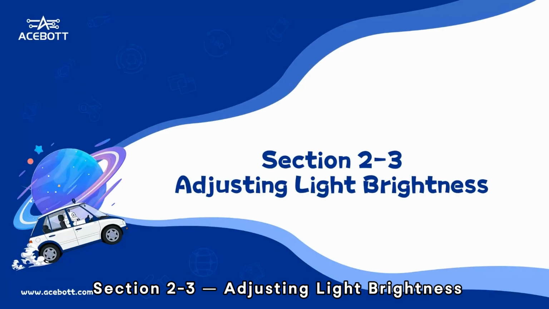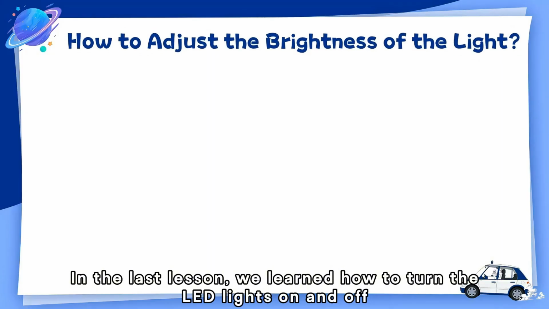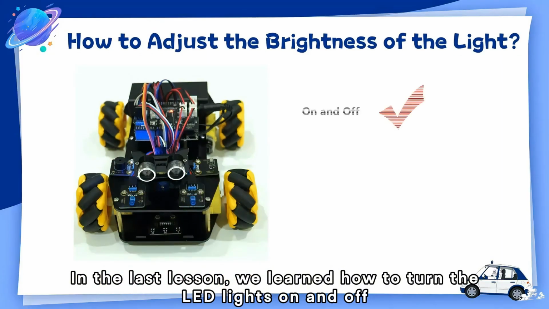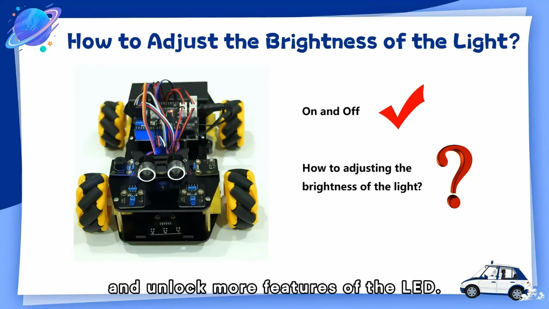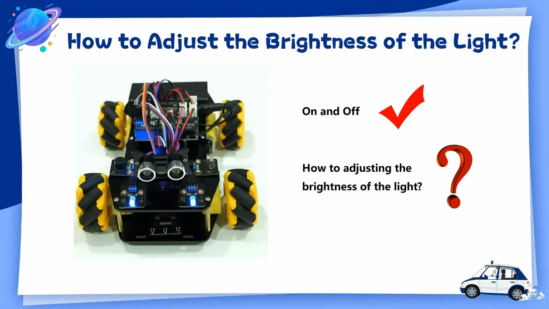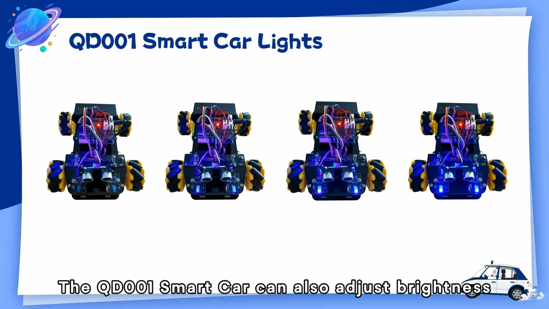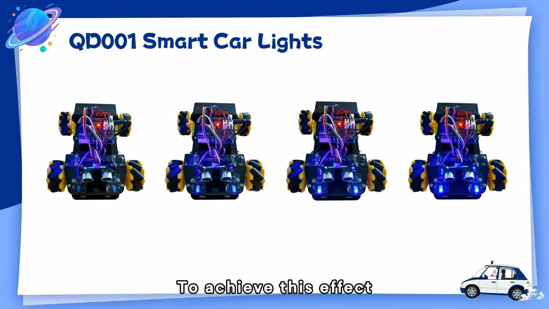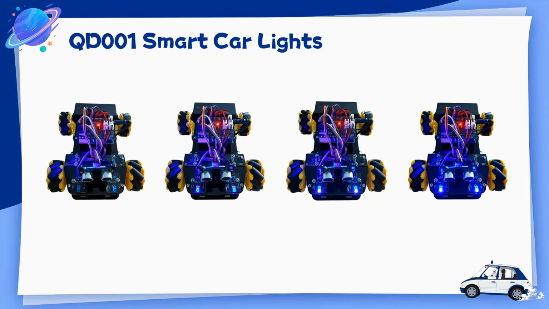Section 2 to 3. Adjusting light brightness. In the last lesson, we learned how to turn the LED lights on and off. Now, we're going to learn how to change the brightness of the lights and unlock more features of the LED. The QD001 Smart Car can also adjust brightness. To achieve this effect, we need to understand a new technology, PWM.